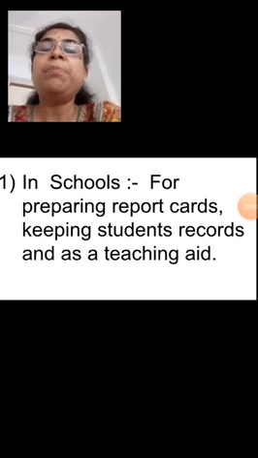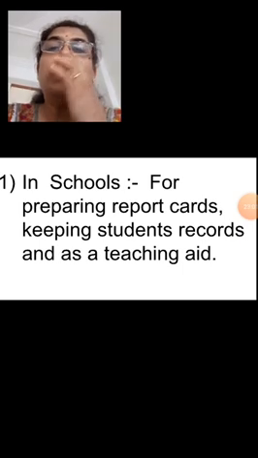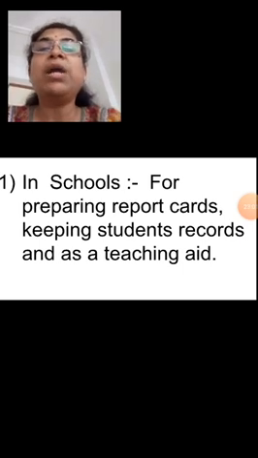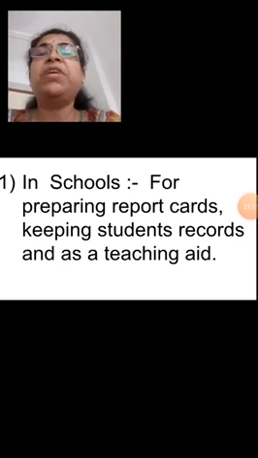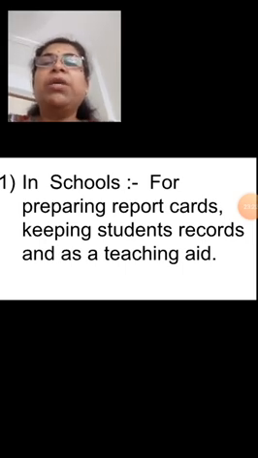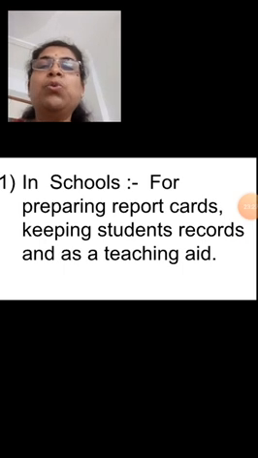Now preparing report cards, all of you know. Have you got your report card last year? It was a printed output, and it is through the computer only that you have got your report card. Now keeping students' records means whether the student has paid fees or not, which is his division, what is his roll number, how many marks he has got. All this record is kept by using computers in schools.